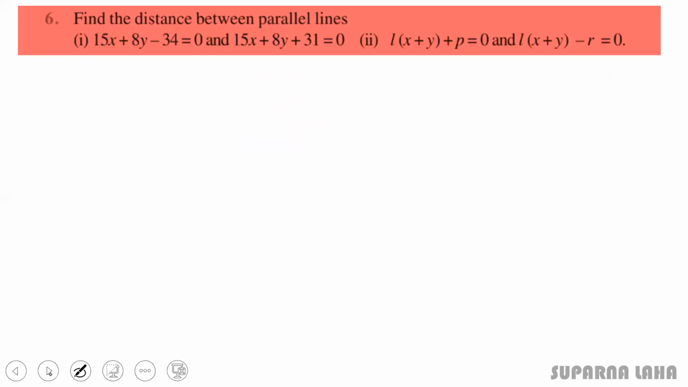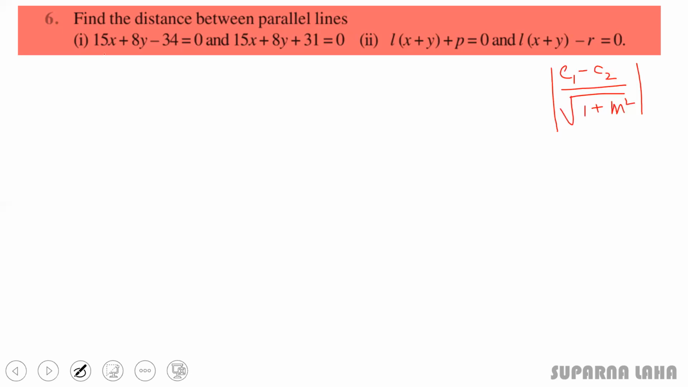Find the distance between two parallel lines. So the distance between two parallel lines is C1 minus C2 by root over 1 plus m square, where the equations of the lines are given in the form y equals to mx plus C1 and y equals to mx plus C2.